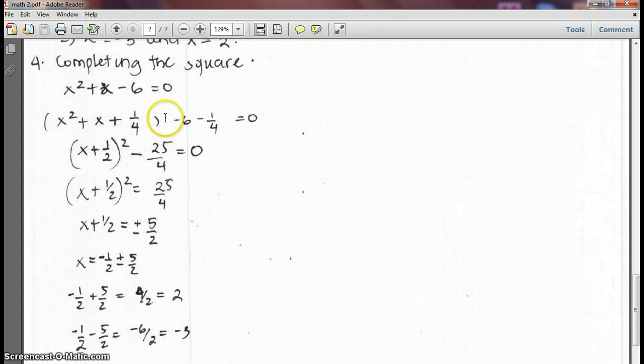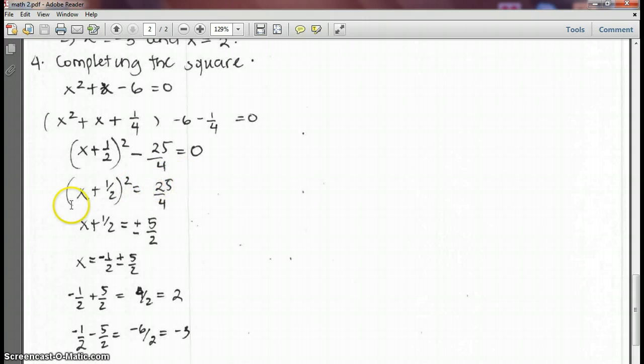And how do I know this? If you expand this, it would give you this. So how do you get to this point? You just divide b over 2, and you write x plus b over 2, all squared. That's how I got this. And then I subtract 1/4 from minus 6, which gives you minus 25 over 4. And then I bring the 25 over 4 to the other side, and it becomes positive.